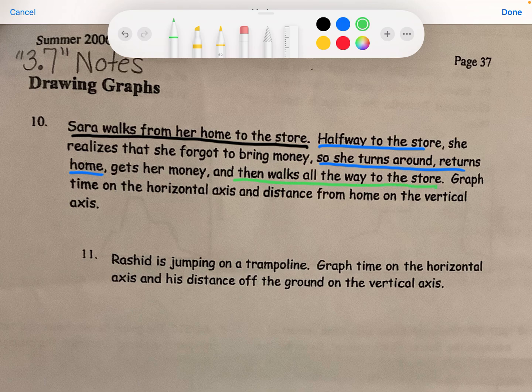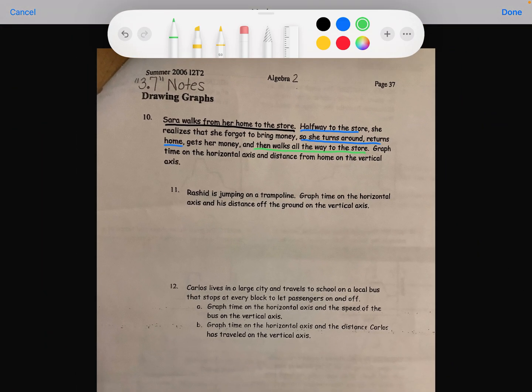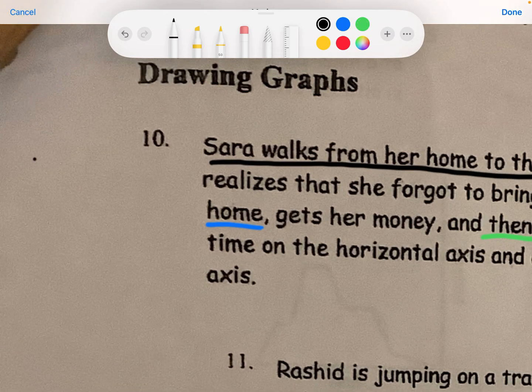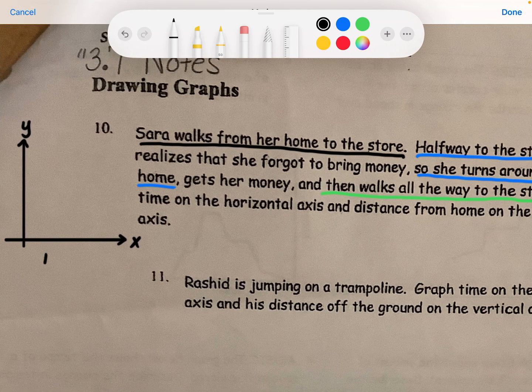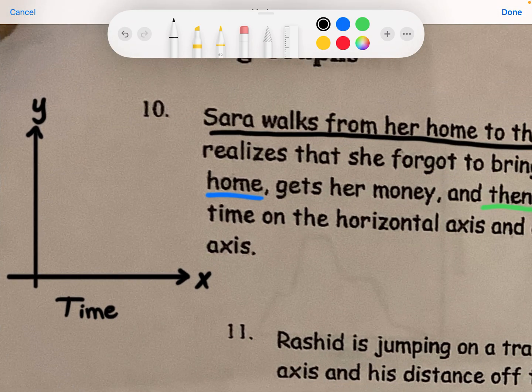Graph time on the horizontal axes and distance from home on the vertical axes. So we don't have too much space, so I'm going to do the graph over here. So we're going to start by drawing an x and a y axis. Our focus is going to be in quadrant 1 because we're looking at a story. And it says that our horizontal axis is time, which makes sense. Time is independent. And then the distance she is from home is the y-axis.